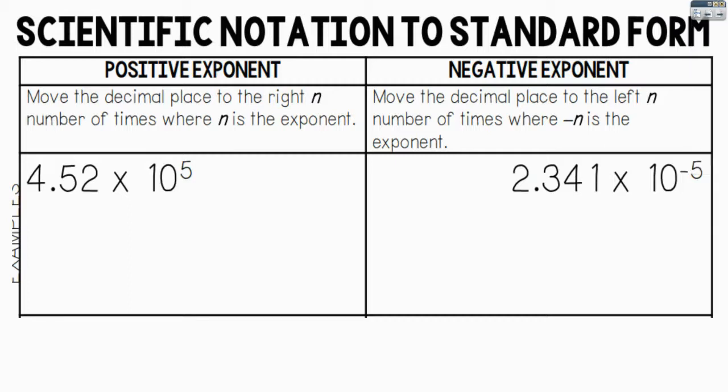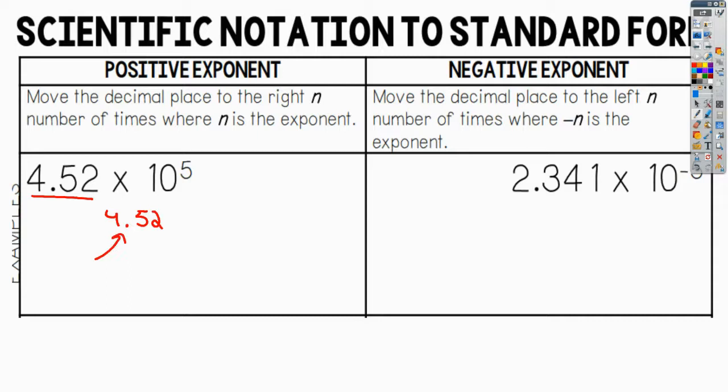My first one says 4.52 times 10 to the power of 5. So to do this problem, the first thing I always do is rewrite the number that's in between 1 and 10. I'm going to write that down, 4.52. Now, like we said before, all we're going to do is move the decimal. Remember, this is our decimal right there, the little period, the dot. We're going to move it to the right 5 places. Why to the right 5 places? Because that's what the exponent is telling us. It is positive, so it goes right, and the number there is 5.